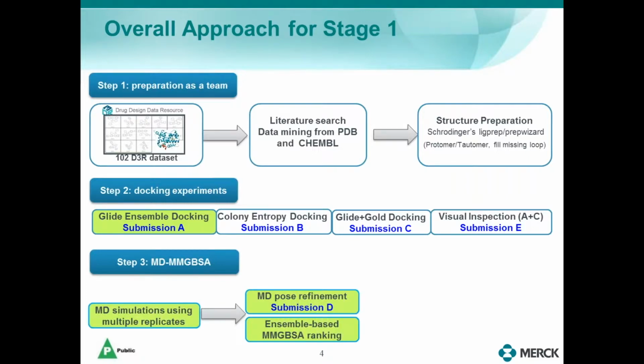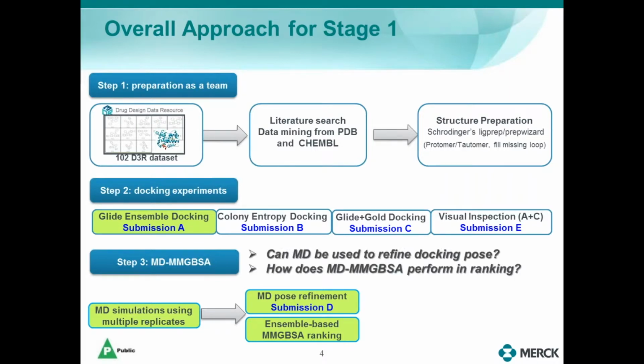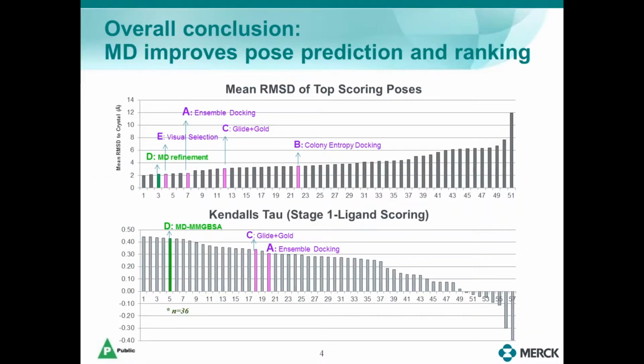In step 3, we wanted to further test the MD power. So we took the Glide ensemble docking top scoring pose and carried out MD simulations using multiple replicates. We further refined the MD pose and also did MM-GBSA ranking scores. In today's talk, I will focus on 2 questions. The first, can MD be used to refine the docking pose? And second, how does MD GBSA perform in the ranking?